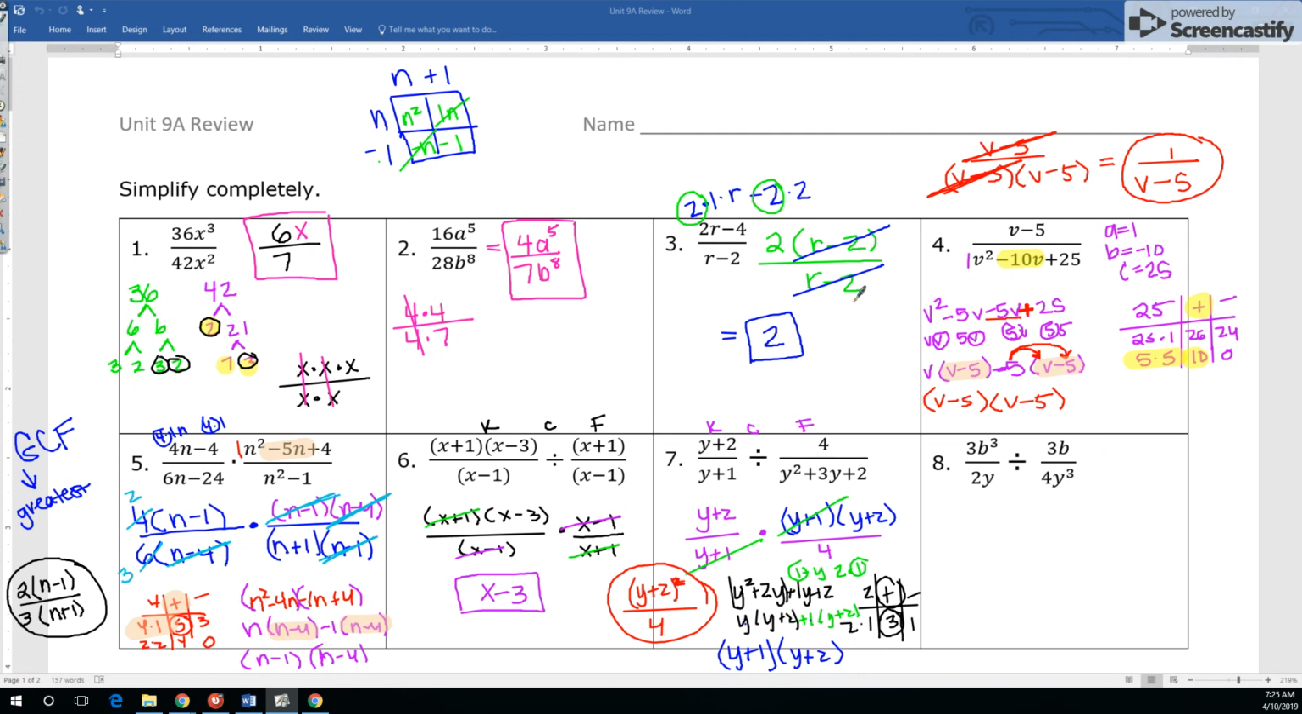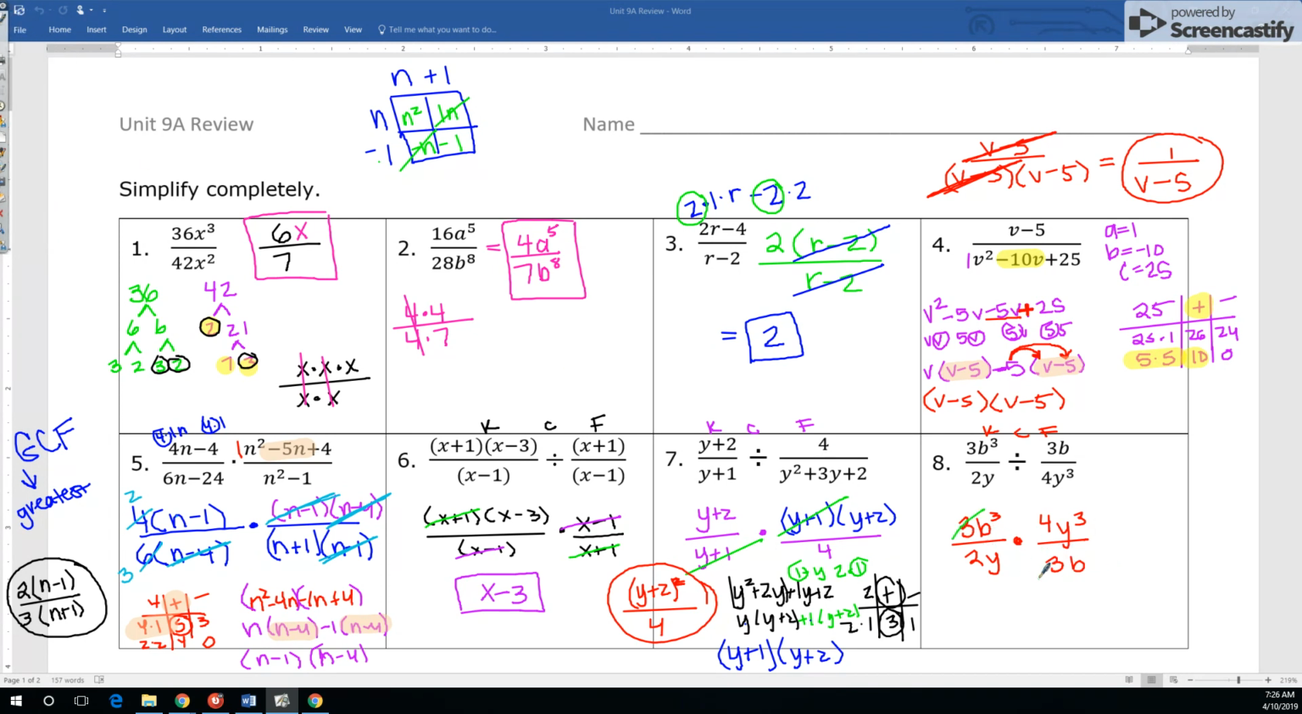Number 8 is division. It's kind of like numbers 1 and 2, but just division. There's no factoring to do because we just have monomials. So I'm going to keep, change, flip again. So keep, change to multiplication, and then flip my fraction.